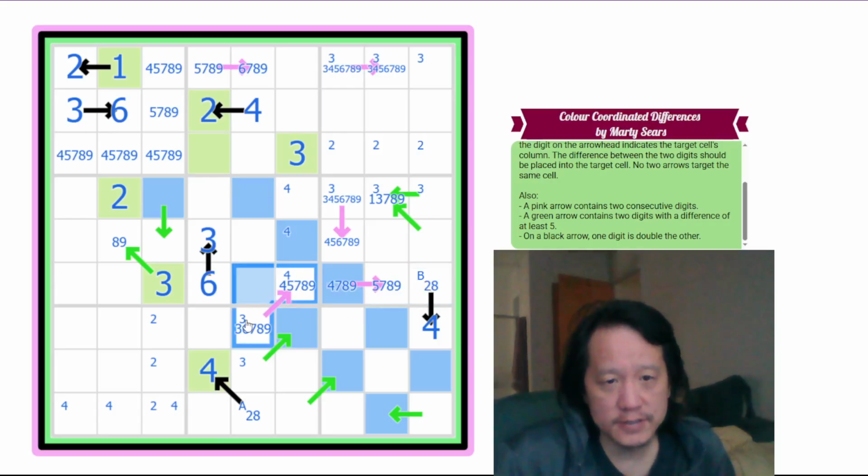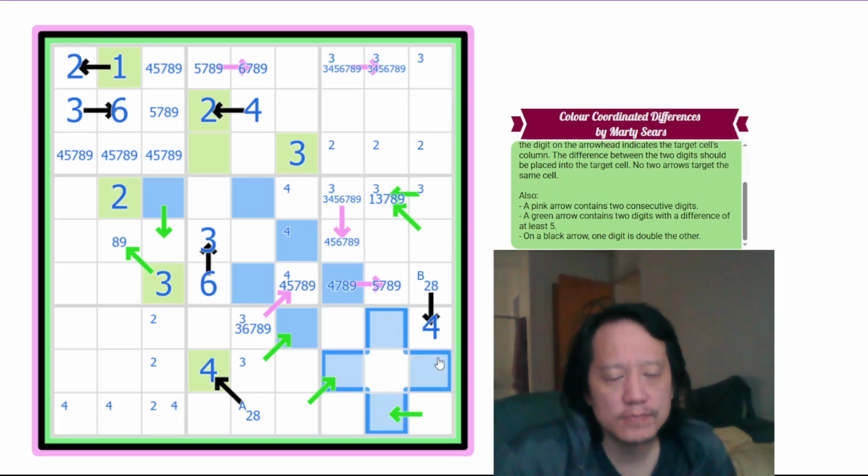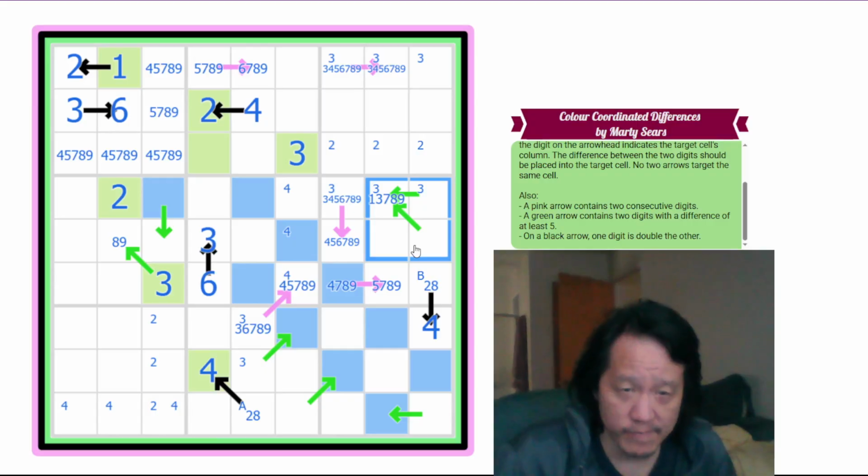Okay. Does that tell us very much? Not particularly. Hmm. Okay. One thing that does tell us is, though, 1 cannot be any of these. So 1 has to be one of these 4.